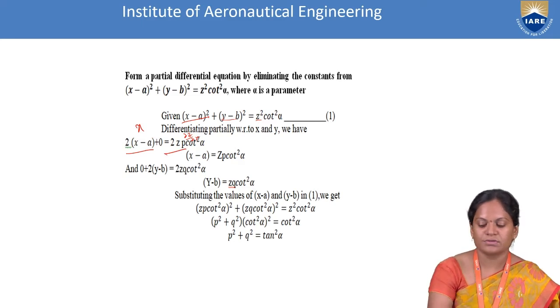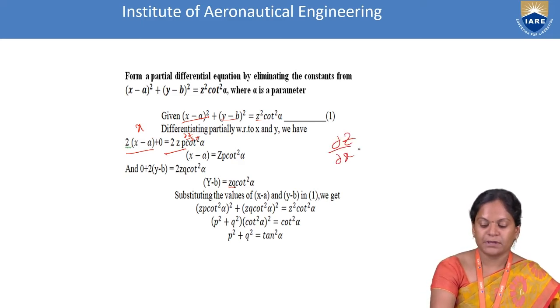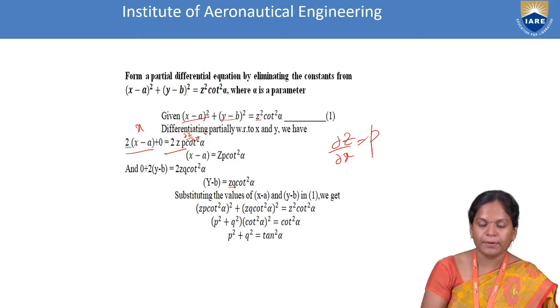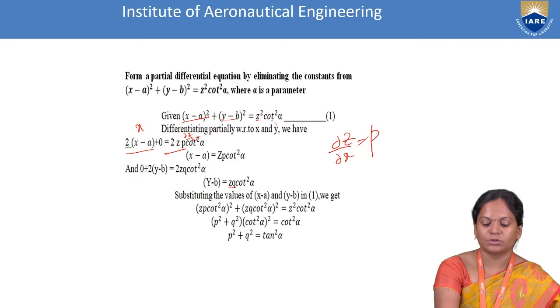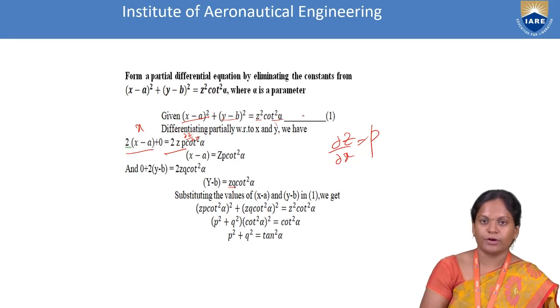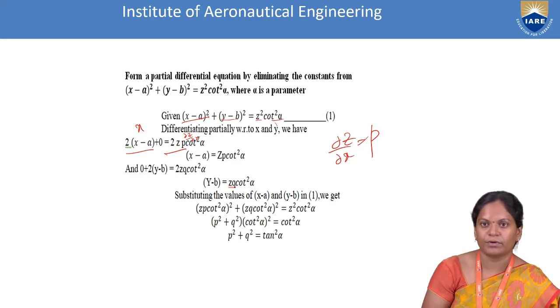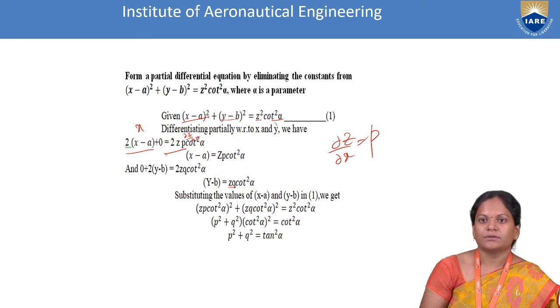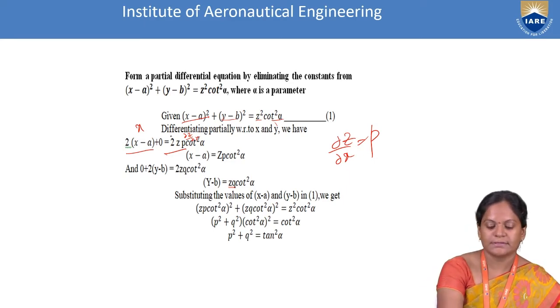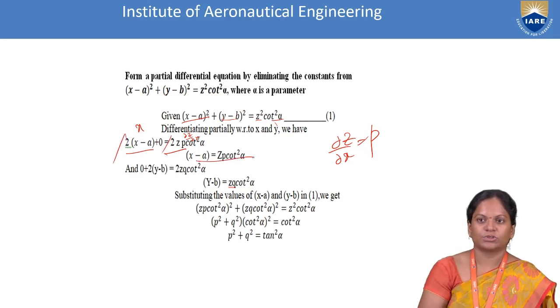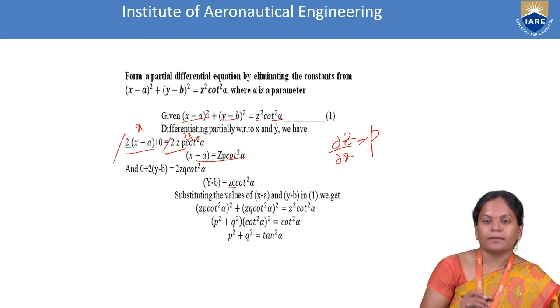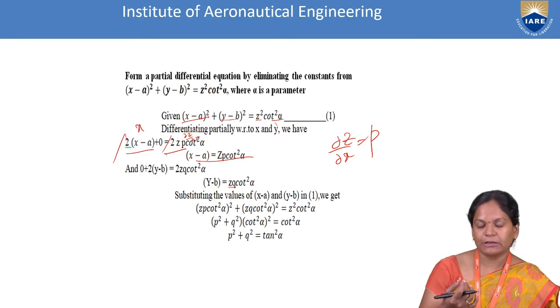So already we have standard notation dou z by dou x equal to p. Substitute here. And cot square alpha is a constant here, we are not disturbing anything. So 2zp into cot square alpha is as it is. Now both sides 2 cancelled and x minus a equals zp cot square alpha. This is the equation after differentiating partially with respect to x.